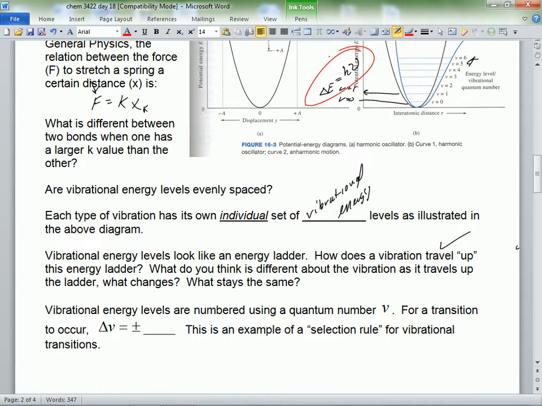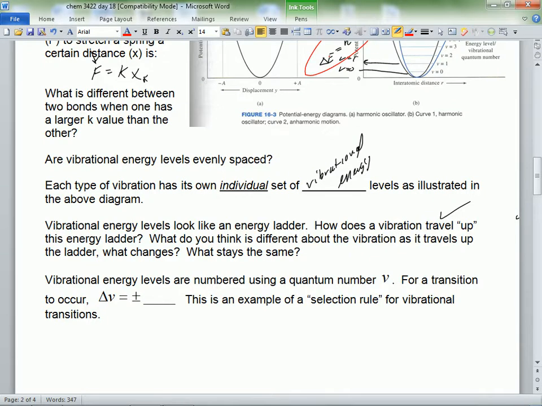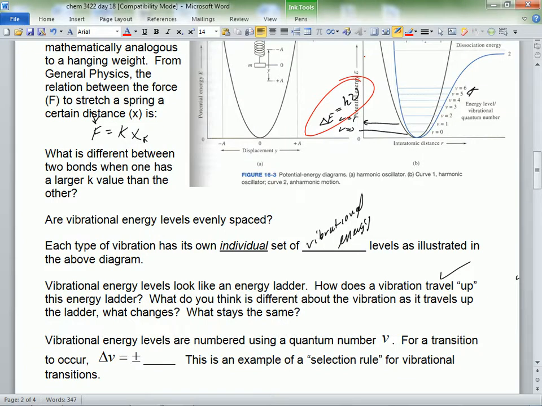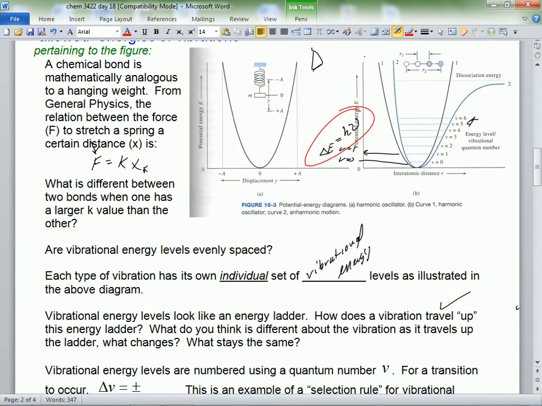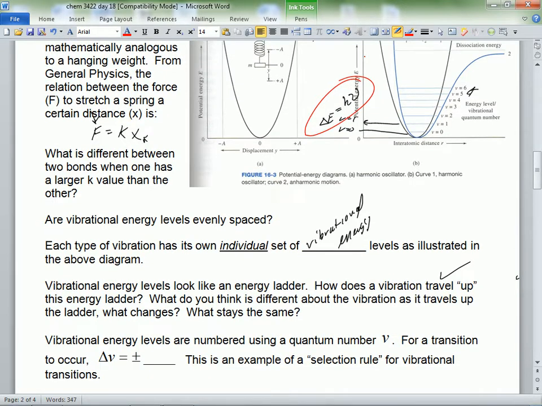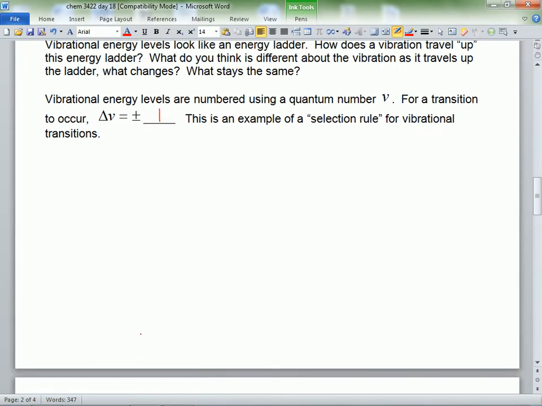Now, I don't think we even talked about this in P-Chem yet, so I just have to give you this answer. Vibrational energy levels are numbered using a quantum number v. We solved the Schrödinger equation for that, but that's a little too much information. For a transition to occur, this delta v has to be plus or minus 1. This is an example of a selection rule. So you can't do any transition you want. You can only have a delta v of 1, up or down the energy ladder by 1.